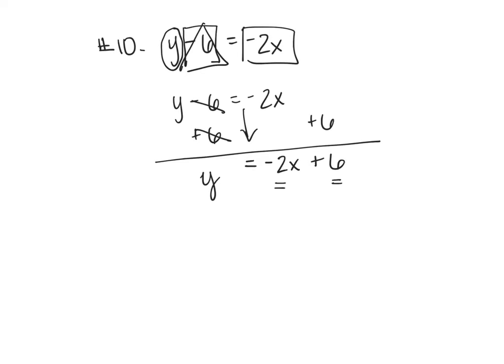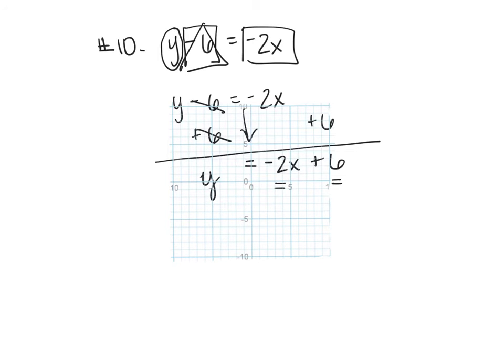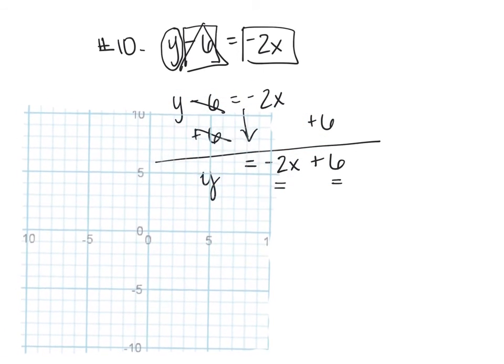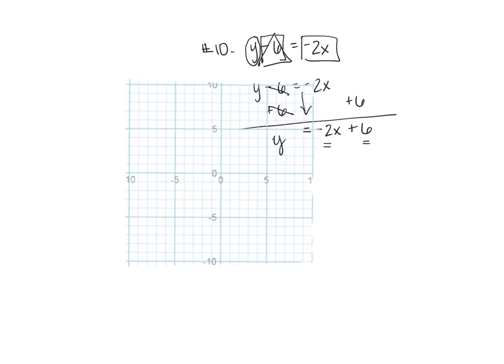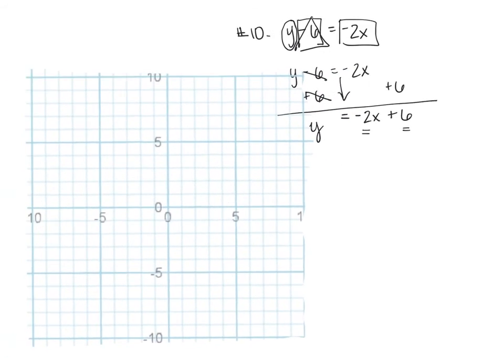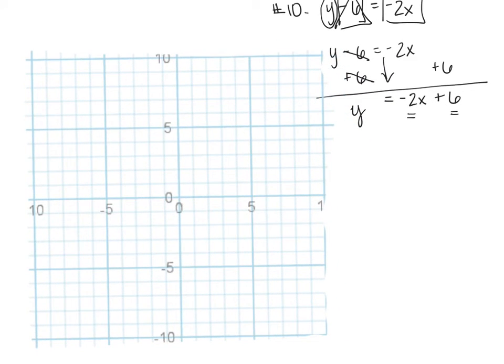So when I go to graph something like this, I'm going to graph it like this. I'm going to find my intercept first. My intercept is all the way up here at 6. And then my slope is -2. Remember, slope is change in y over my change in x, which means it's going to change -2 for every 1. Or it could be a +2 for every -1. You need to do it both ways.